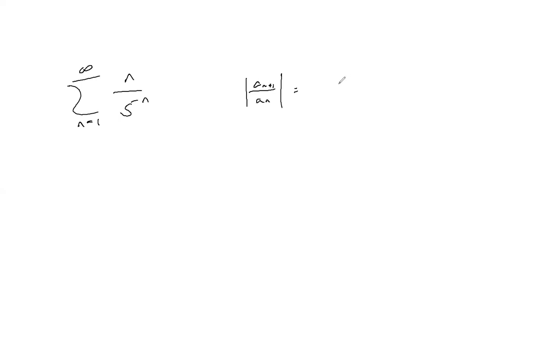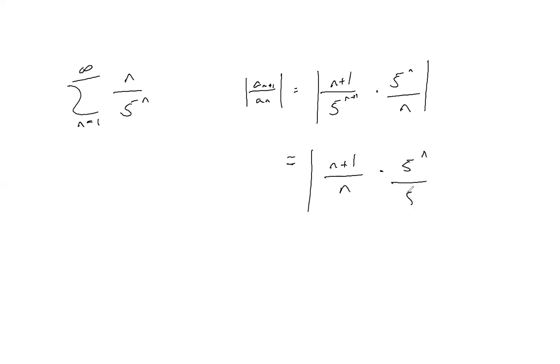In that case, a_{n+1} is going to be n plus 1 over 5 to the power of n plus 1. And then I'm dividing by a_n, which is the same as multiplying by the reciprocal. So I'll have this, and I can simplify this. I'm going to get all my similar pieces together in one fraction. So I'm going to write n plus 1 over n, and then times 5^n over 5^(n+1). The only thing I can simplify is this fraction here, and that simplifies as 1 over 5, right?